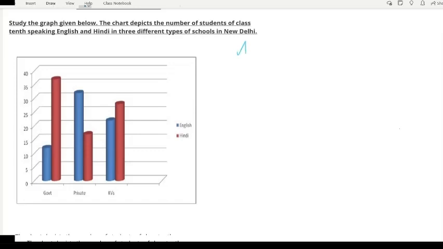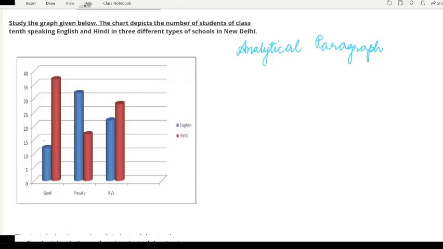Hello everyone. So we are going to study analytical paragraph today, and here you can see the question. Study the graph given below. The chart depicts the number of students of class 10 speaking English and Hindi in three different types of schools in Delhi, New Delhi. So we're going to learn analytical paragraph writing.